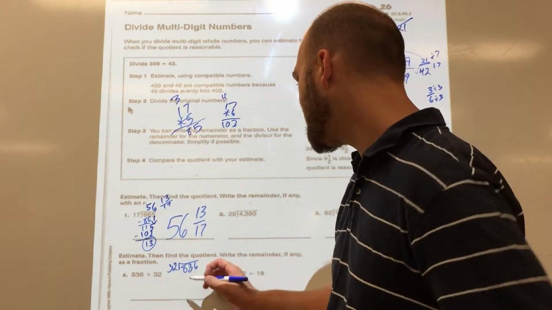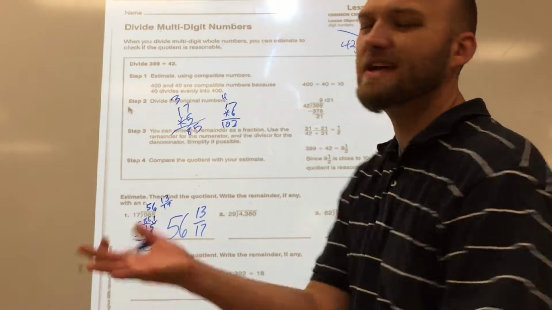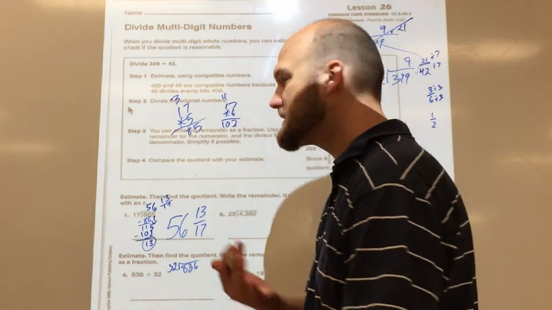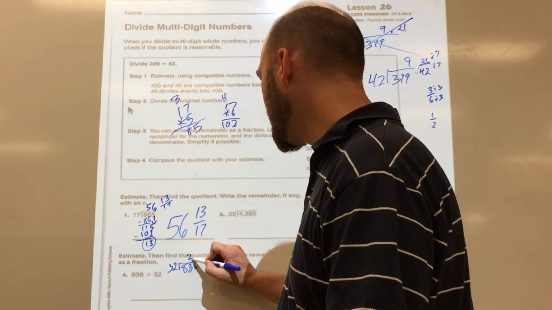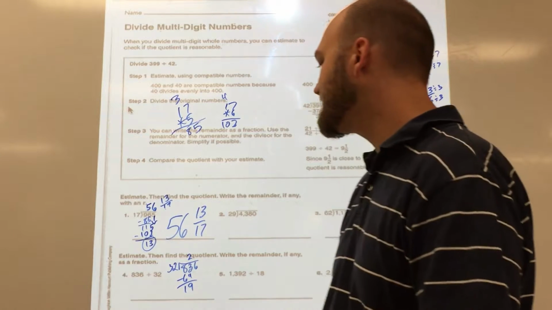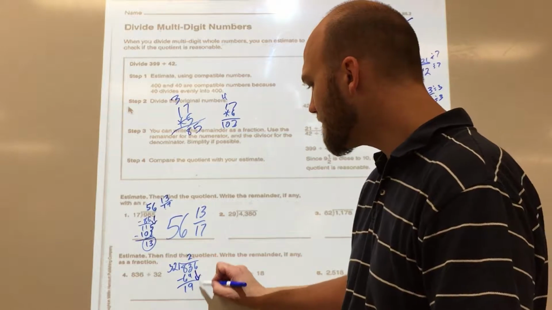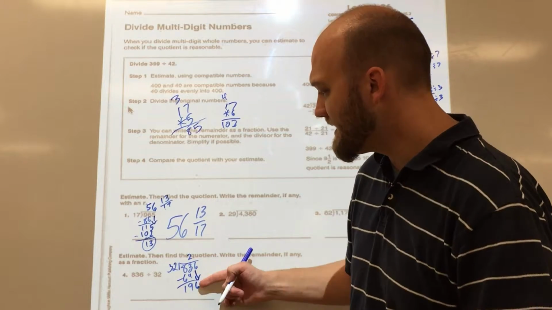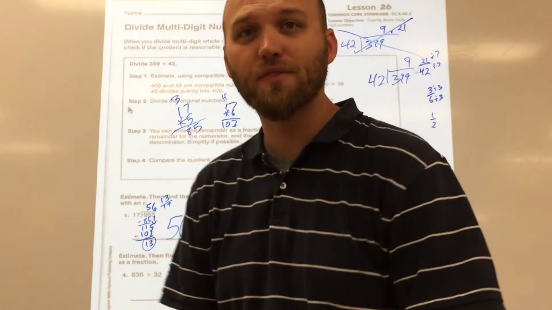So I'll try 3, and I'm left with 96, and that's too high. 32 times 3 is 96. Too high, so I'm going to try 2. I get 64, and I'm left with 19. Well, that makes sense. Bring down my 6. I say that makes sense because I want 19 to be less than 32.